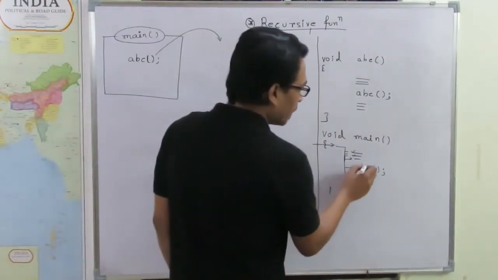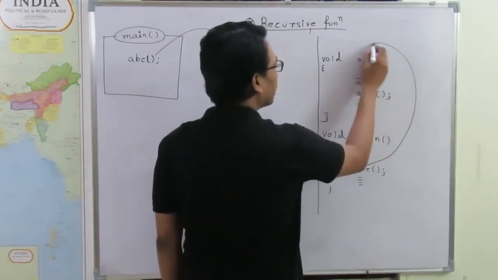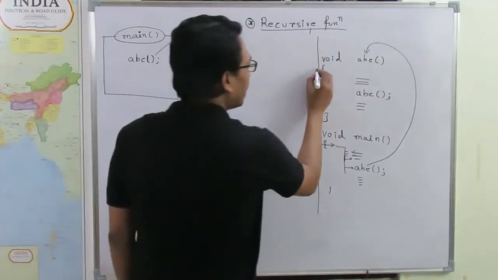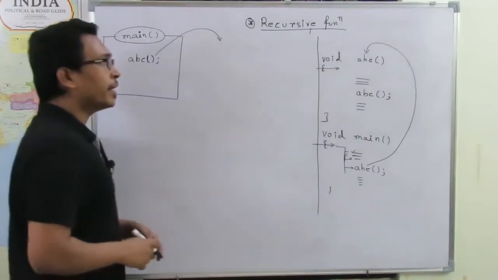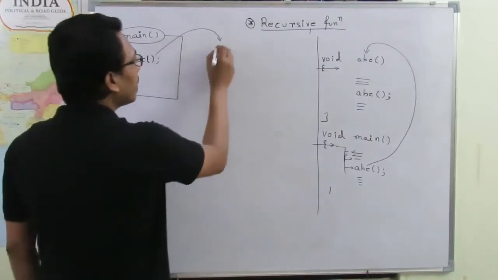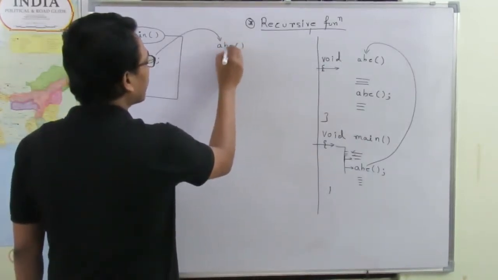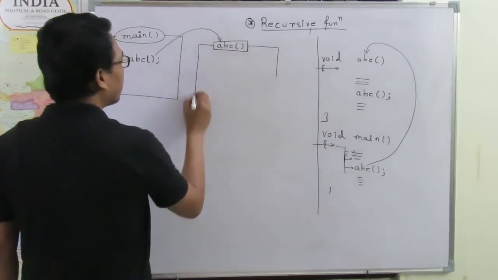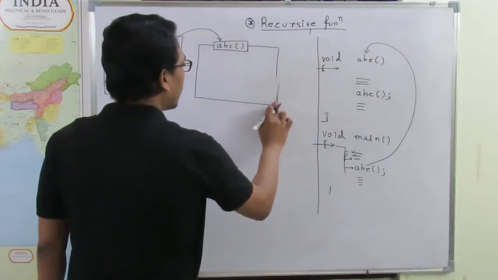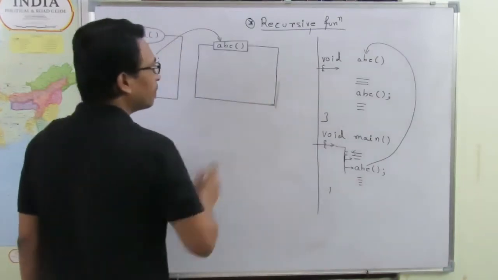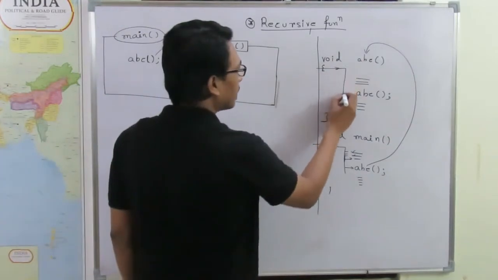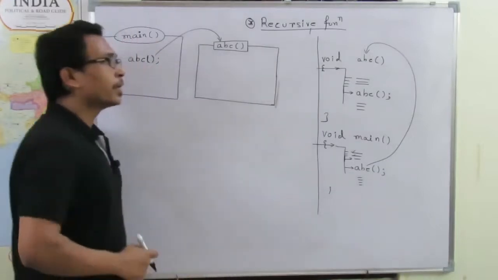Now what system will do? System will jump to the function abc. That means again a new block. System will enter a new block. That means a memory will create for this function called abc. Clear? Now what happened? Memory is allocated for abc function, and then system evaluate one by one each instructions and finally come to the recursive call.